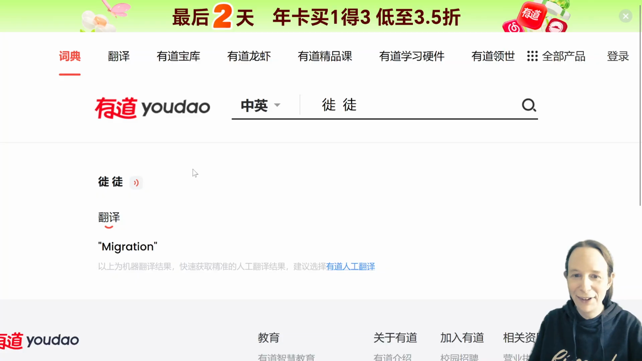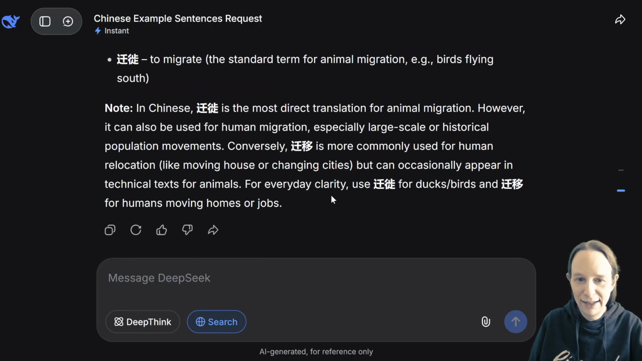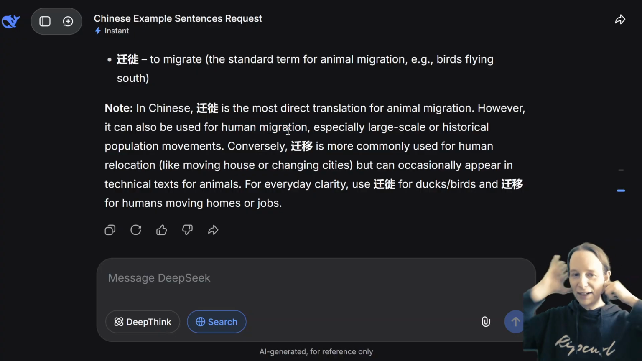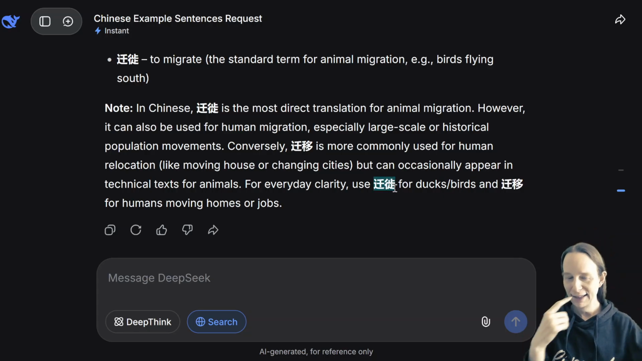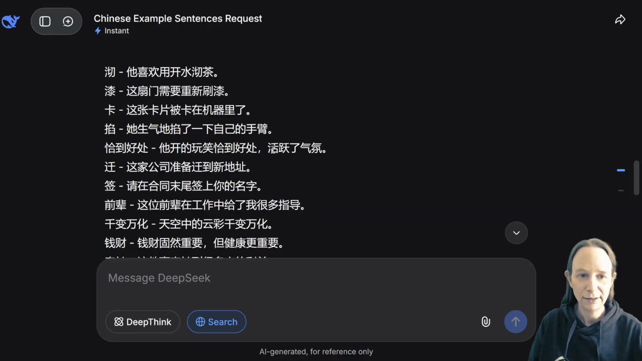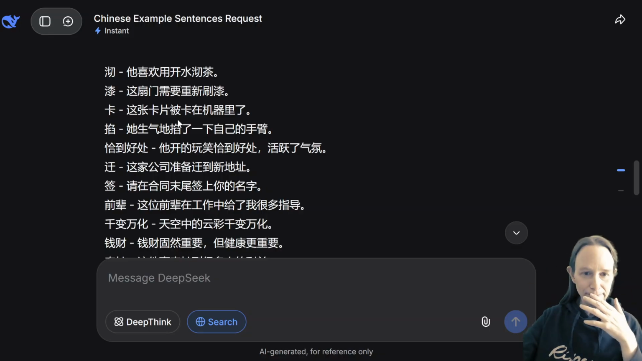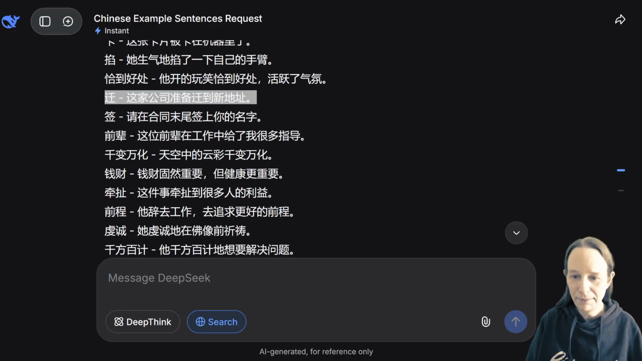Oh, the top right is different. Oh, wow. No wonder I get them mixed up. All right. 迁徙, migrate. So you can use this for ducks, birds, and 迁移 for humans. It can be used for human migration as well. But 迁徙 is for ducks, birds, etc. What else do we need to know? I'll look it up in the dictionary.